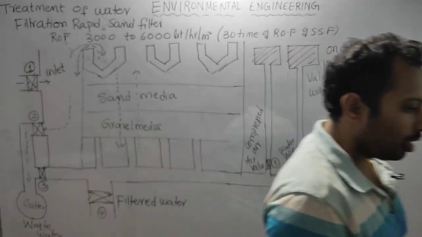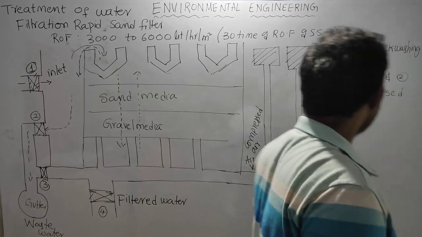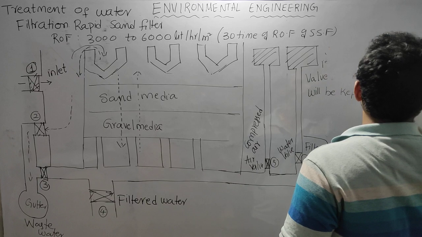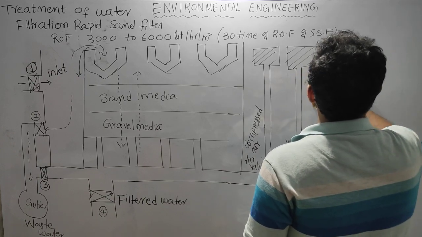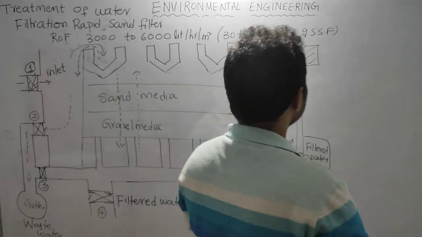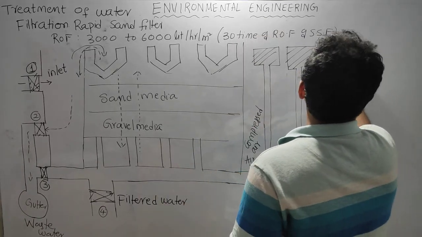And after this we will start allowing water. Now we will start allowing the water. So for sending the water, after backwashing, these 3 valves will be closed.